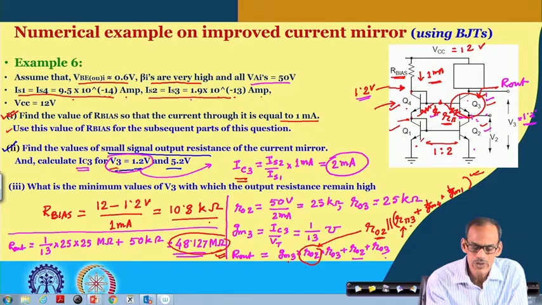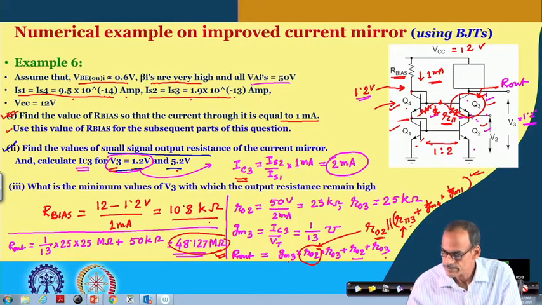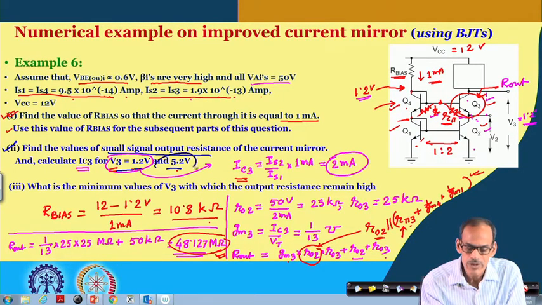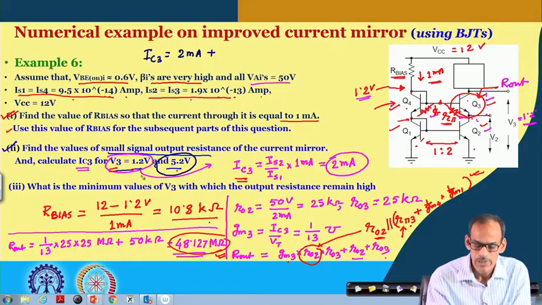If we vary this V3 from 1.2 volt to 5.2 volt, that means a voltage variation of 4 volt. So, for this voltage of V3, we can calculate the corresponding IC3 equals 2 milliampere plus delta V, which is 4 volt, so 5.2 minus 1.2, divided by 48 mega ohms.